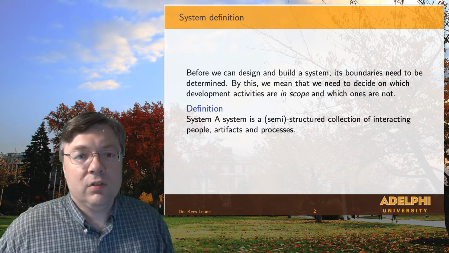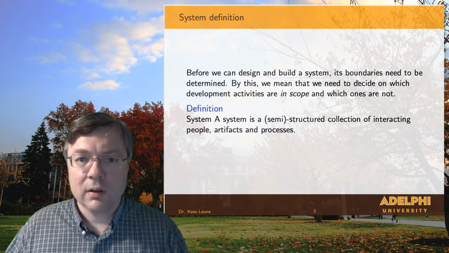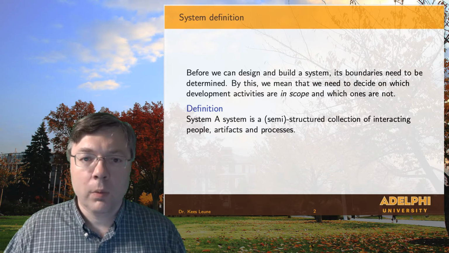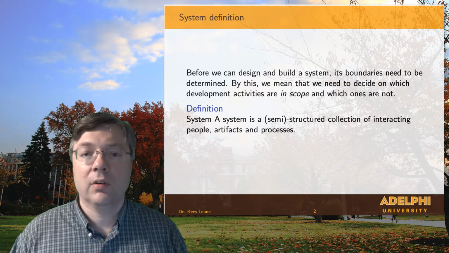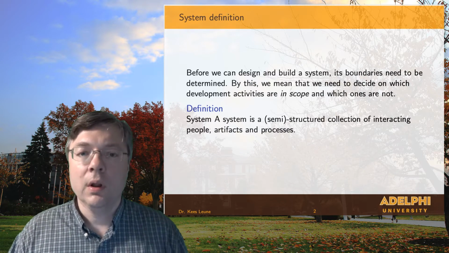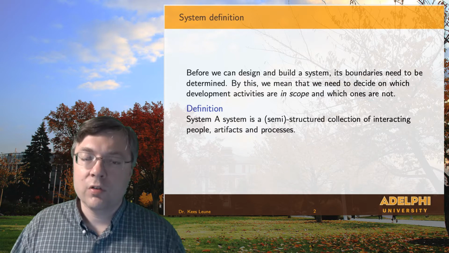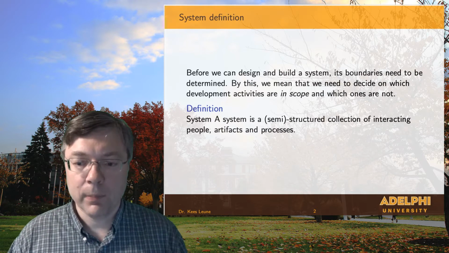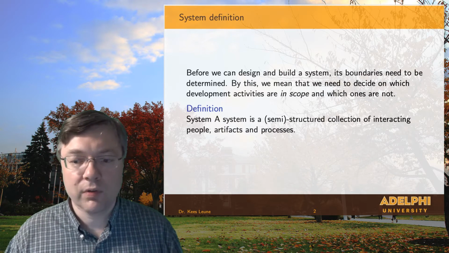A system is structured or semi-structured. It doesn't always mean that it's 100% clearly predictable, for example, how a system is going to work, although if we're dealing with man-made systems, there's usually more structure than less. So that's what a system is. It's just a bunch of things that work together.